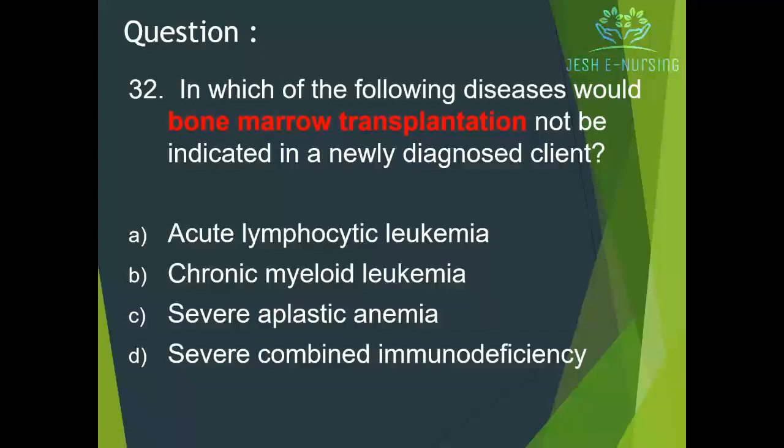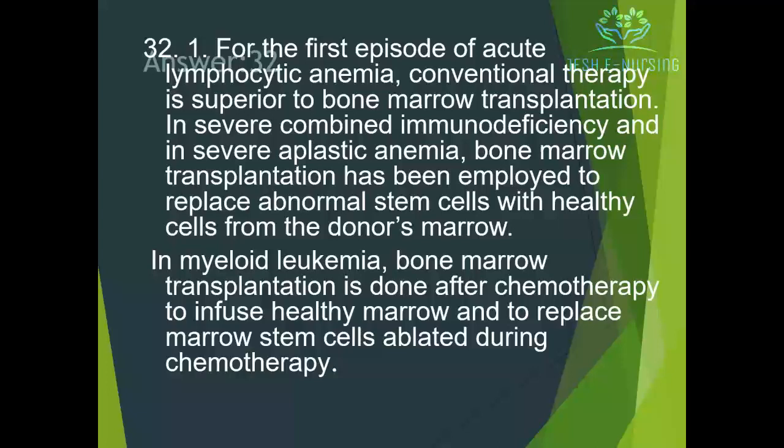80% prognosis is good. Other conditions are chronic myeloid leukemia, severe aplastic anemia, and severe combined immunodeficiency. These are indications for bone marrow transplantation. Bone marrow is severely affected, so bone marrow transplantation will be done after chemotherapy. For the first episode of acute lymphocytic leukemia, conventional therapy is superior to bone marrow transplantation, so chemotherapy will be given.